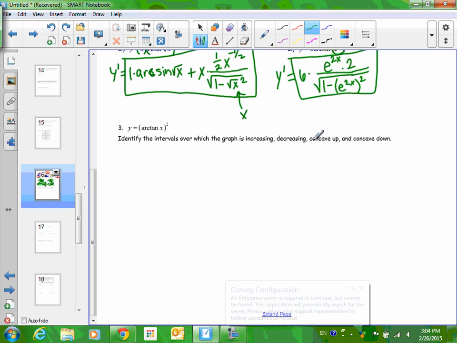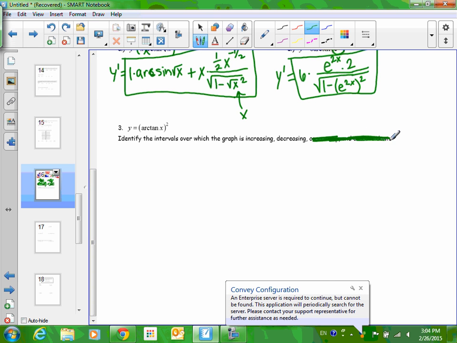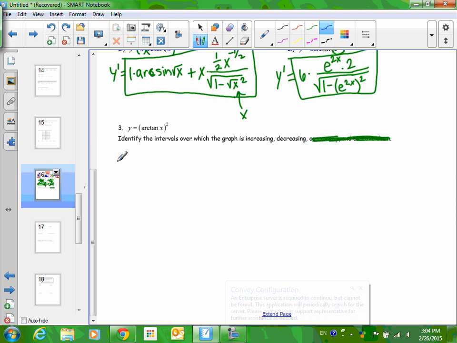Number 3. First of all, we're not going to even talk about concavity. If we're going to do any of this, though, what's our very first step? Find the derivative. That's how we do all of these. So we find the derivative.